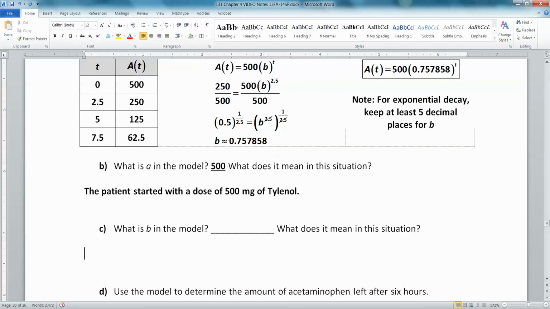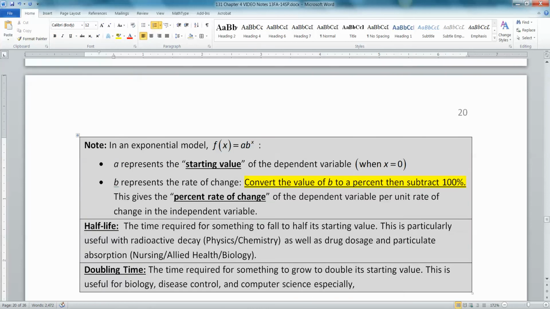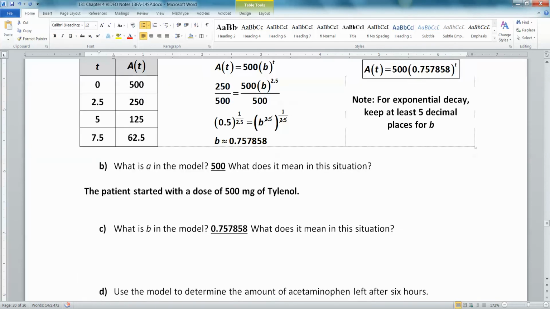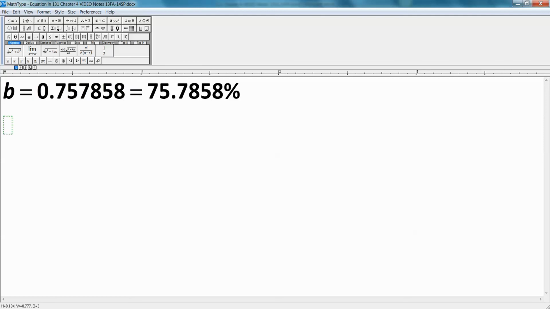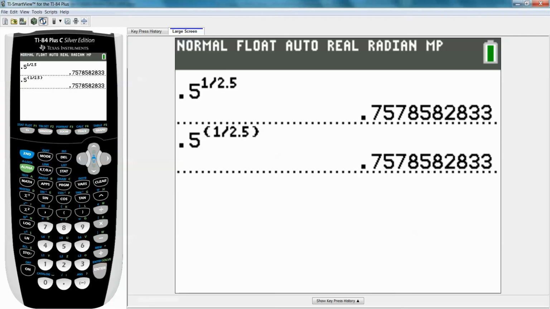All right, what is the base B in our model? Well, that would be the 0.757858. Now remember what we said at the top of the page, though. We're going to convert that to a percent and subtract 100%. So I'm going to do that right over here. So B equals 0.757858, which is 75.7858%. Now I'm going to subtract 75.7858%, take away 100%. I'm going to make a calculator do that.